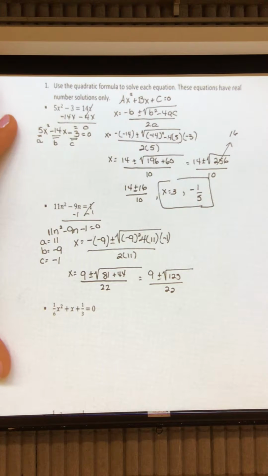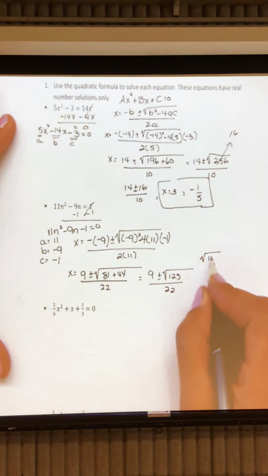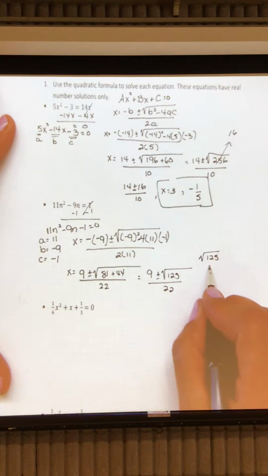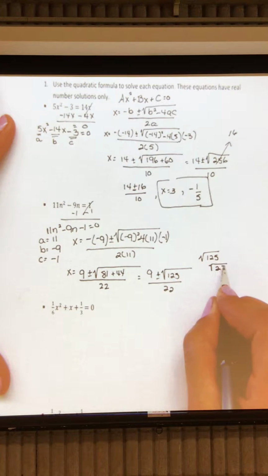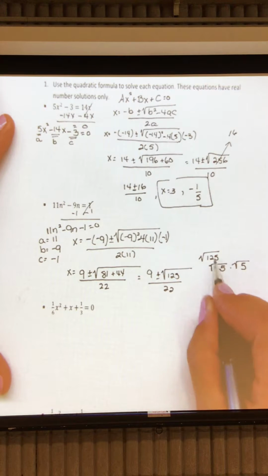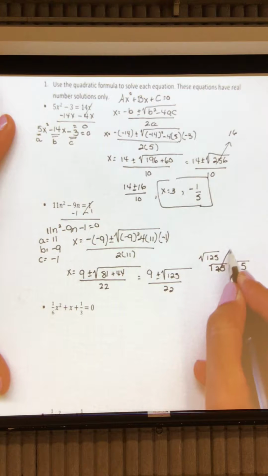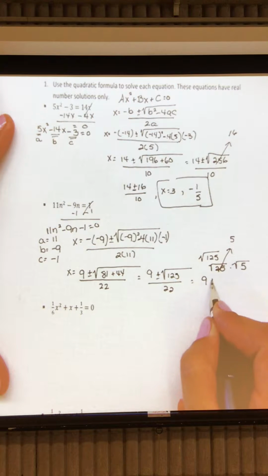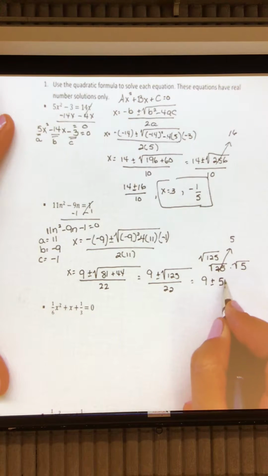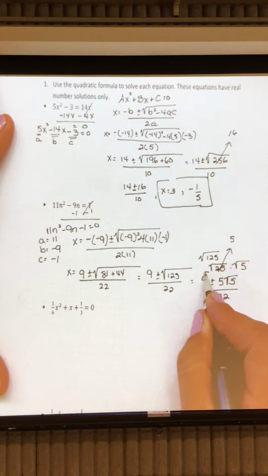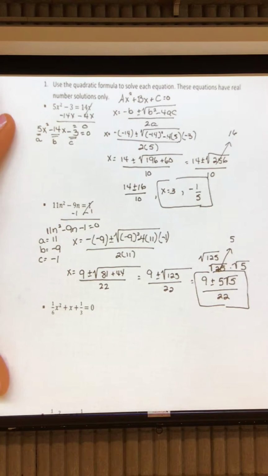Now the square root of 125 can be broken into two square roots, with one of them being a perfect square. So if we have 25 times 5, 25 times 5 is 125, and we know the square root of 25 is 5. So therefore we have 9 plus or minus 5 square root of 5, all over 22. And that is our final answer.